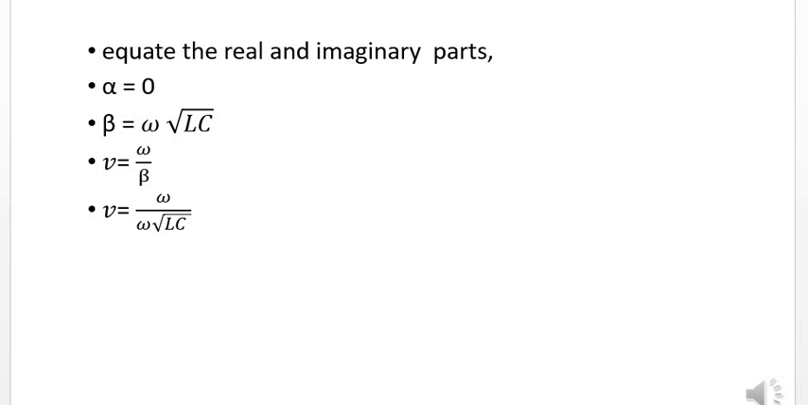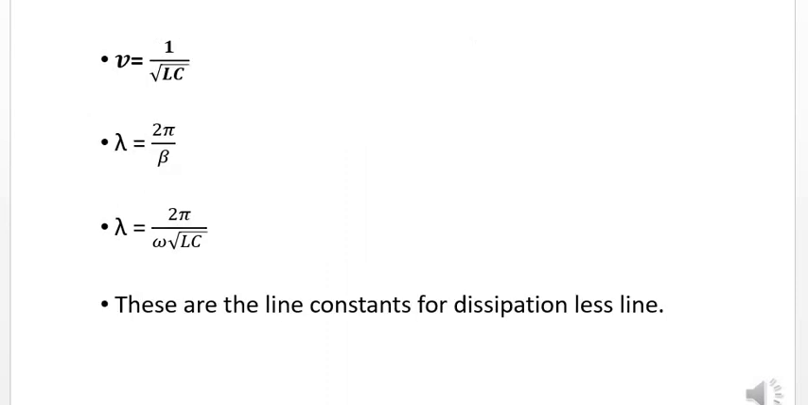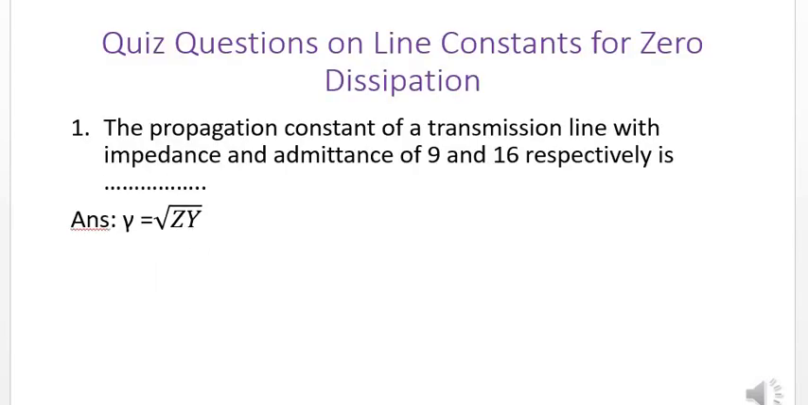The velocity of propagation is written in terms of the ratio of omega by beta. Here substitute the beta value, omega into root LC. So the velocity of propagation becomes 1 by square root of LC. Lambda is the wavelength, represented by 2 pi by beta. Beta is equal to omega root LC. So the wavelength lambda is equal to 2 pi by omega root LC. So these are the line constants for a dissipationless or a high frequency line.